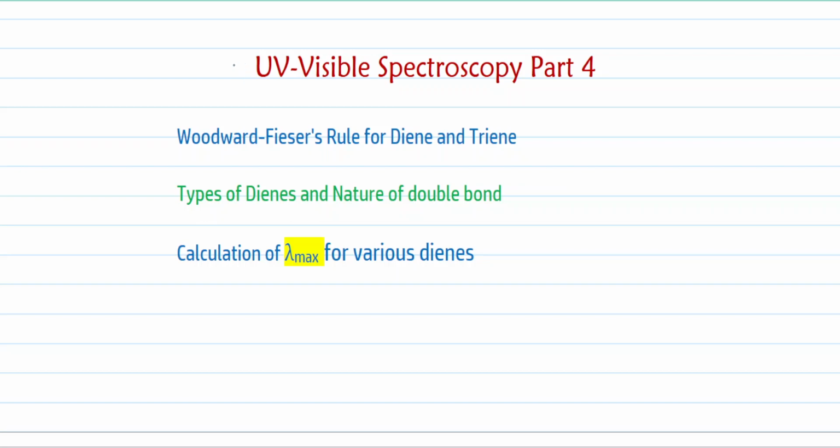Hi, welcome to the fourth part of ultraviolet and visible spectroscopy. In this video, we will discuss the Woodward-Fieser rule for the diene and triene, types of diene and the nature of the double bond present in the diene, and the calculation of lambda max for various dienes. So let's begin with the Woodward-Fieser rule.